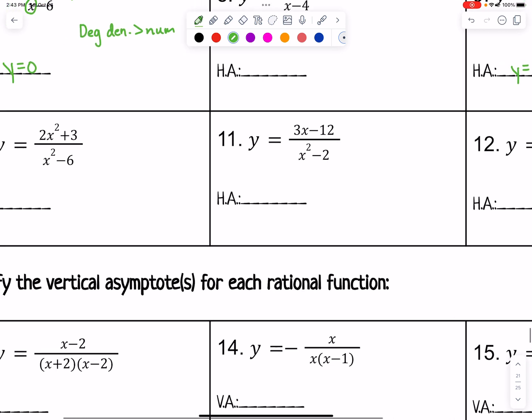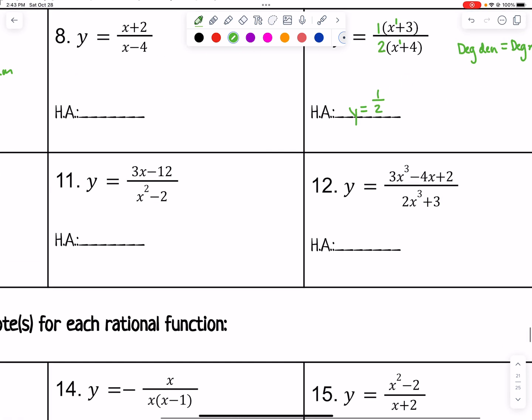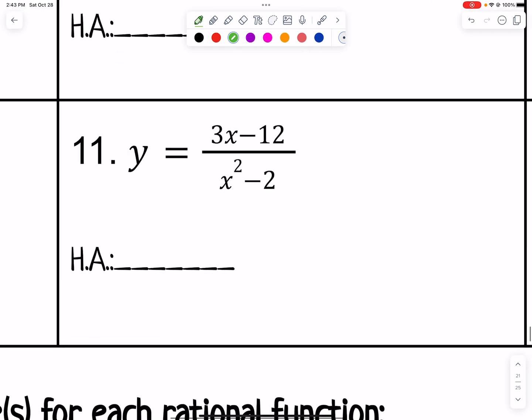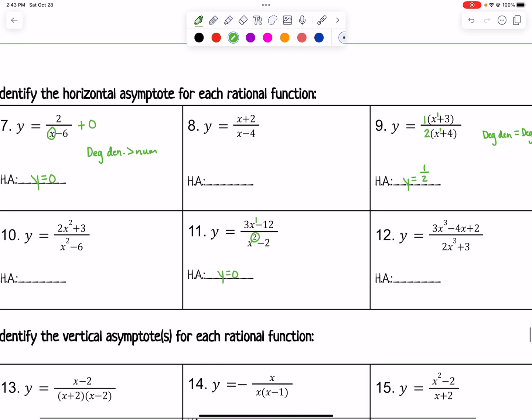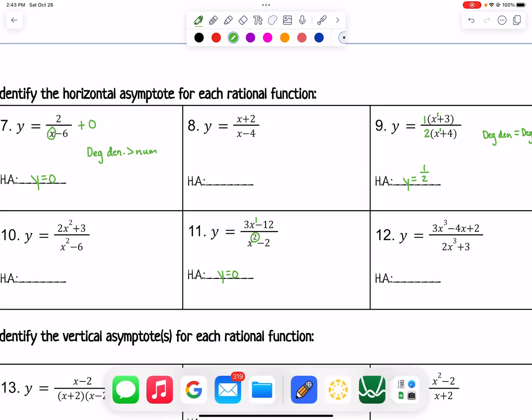All right, let's pick out number 11. In this case, we have the degree of the denominator is larger than the degree of the numerator. And so in that case, y just equals 0. So that's all you're doing for this part, is just picking them out. You can also type them in Desmos and look and make sure that these numbers make sense. So let me just show you real quick.